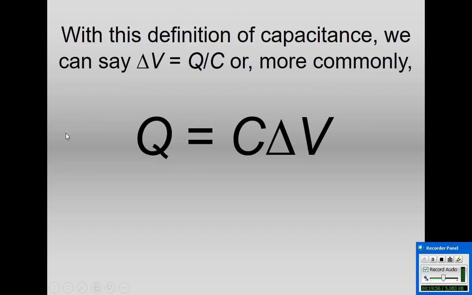With this definition of capacitance, like I said, the capacitance exists whether or not we have charge on the device. But once we place charge on the device, we now have a voltage across the device. And the relationship between these three quantities is that the magnitude of the charge on a plate is equal to the capacitance times the voltage difference across the plates.